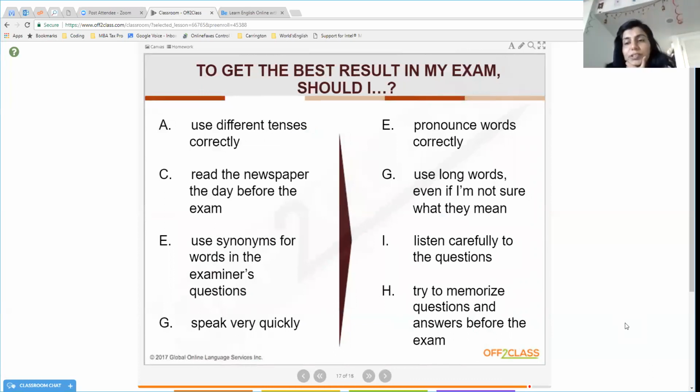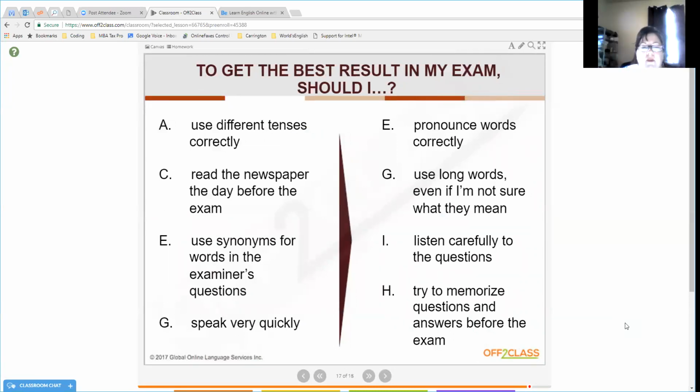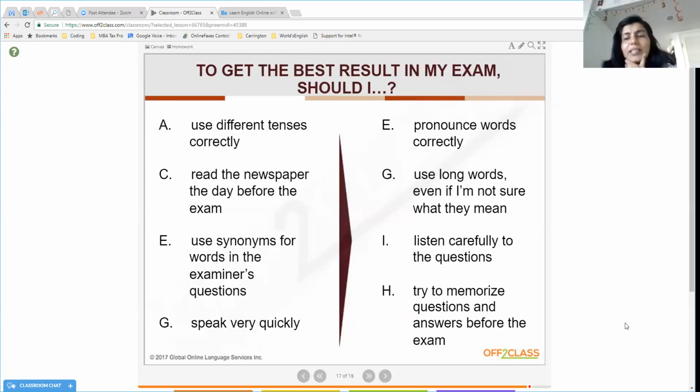Yes, it is important. Of course, we have to use the correct tense, right? Read the newspaper the day before the exam. But here, that's the problem.